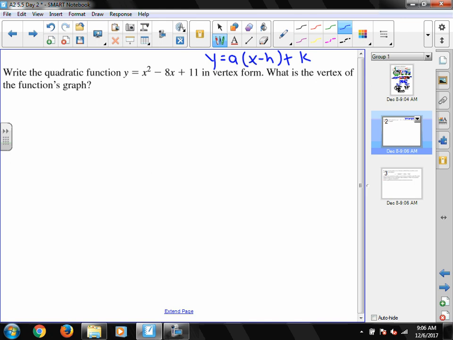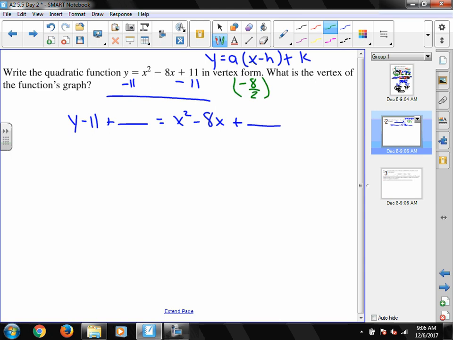So we're going to start exactly the way we did when we were completing the square. Subtract 11 from both sides. I'm going to get y minus 11 is equal to x squared minus 8x. Now remember, I have to add something to both sides so I can get that perfect square trinomial. And I'm going to take negative 8 over 2 squared. Negative 8 divided by 2 is going to be negative 4, which is going to leave me with 16 that I'm going to add to both sides.